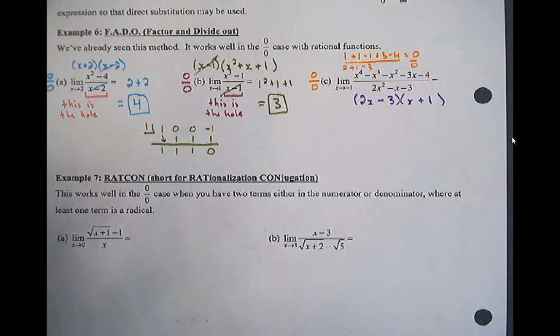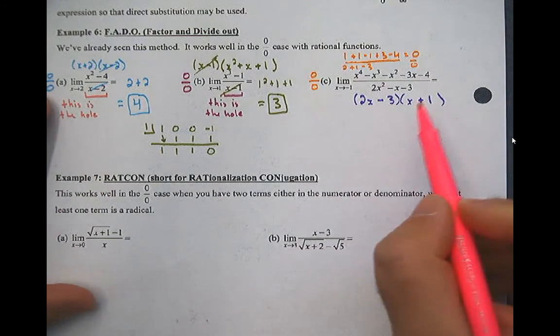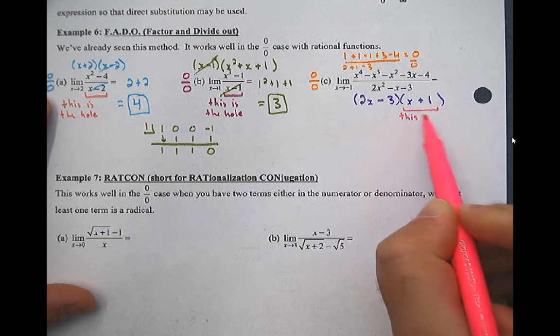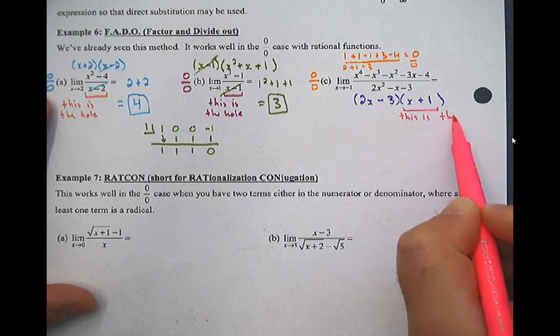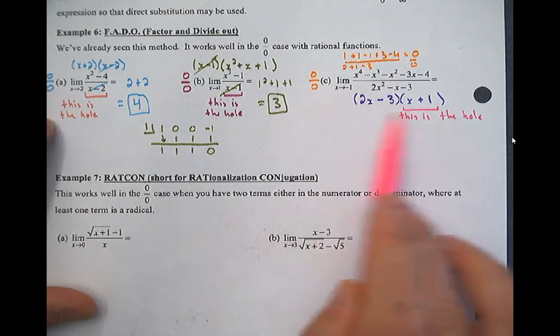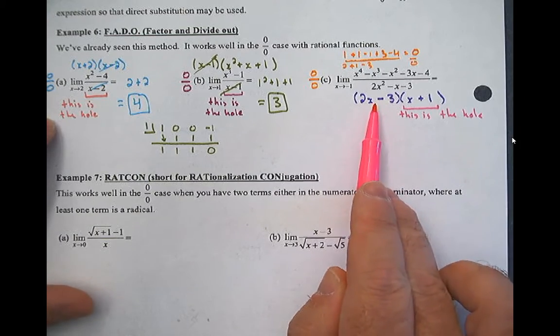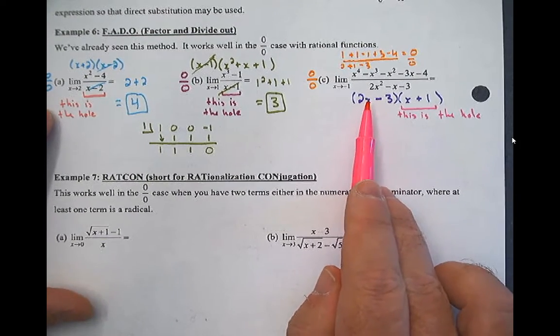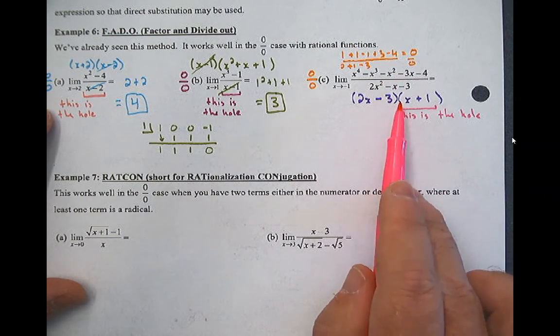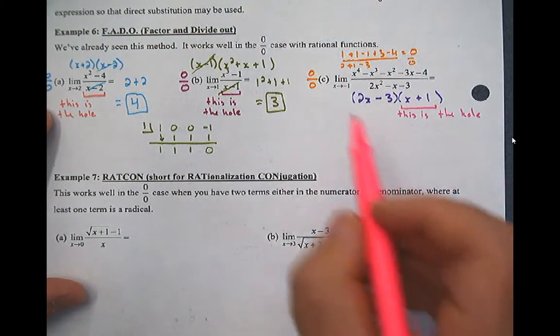All right, now, who is the problem here? Which one is causing us the issue? This is the hole. How do we know that? Because when we plug in negative 1, it's going to create a 0 on the bottom. And if I plug negative 1 into this, it doesn't create a 0 on the bottom. So that means that this has to be able to divide into this. X plus 1 has to divide into this quartic.